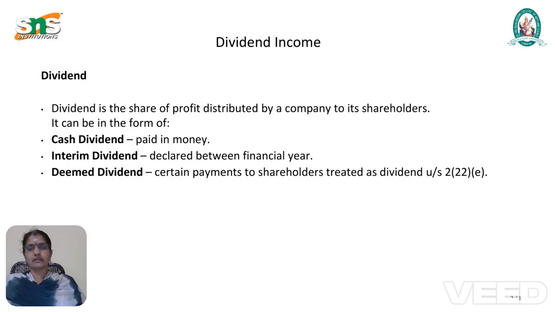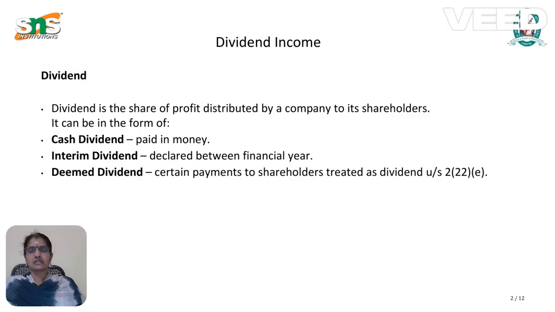First of all, dividend means the share of profit distributed by a company to its shareholders, maybe in the form of cash dividend. It is paid in money. The second one is interim dividend. This particular dividend is declared during the financial year. In between, we have to declare that amount for shareholders. This is called the interim dividend. They are declaring the dividend to the shareholders in between.